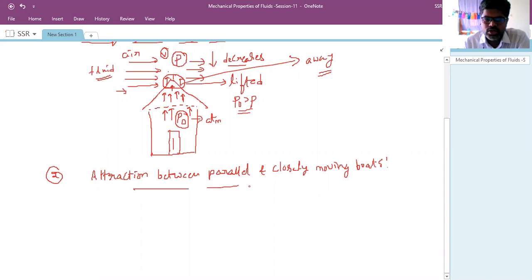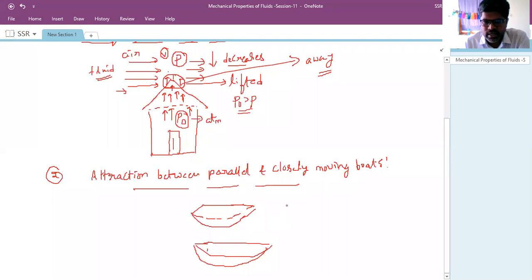Okay. So in the water medium, suppose you take two boats. Two boats are moving parallelly and closely on the surface of the water. I have roughly taken two boats here, moving like this, with a small separation of water between them.